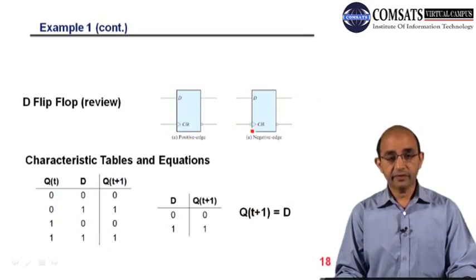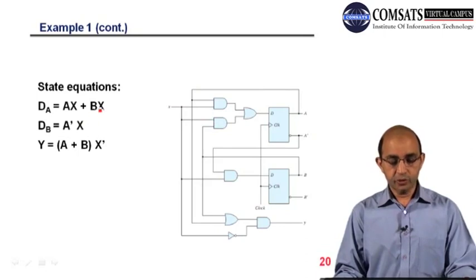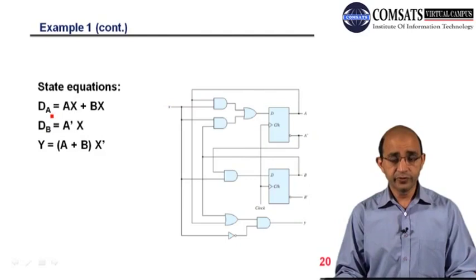And here we have the negative edge trigger due to this bubble. And this is the output, and this is the inversion or complement of the output. So these are the state equations, as we have two flip-flops. The first letter here mentions the type of flip-flop, and the second is a unique tag for the flip-flop. So here we have the A flip-flop, and here we have the B flip-flop.